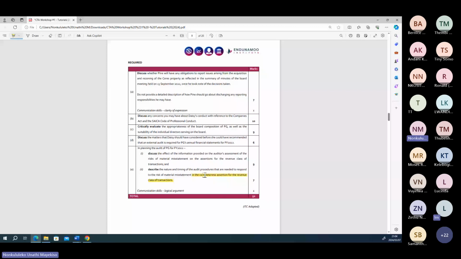Yes. Whether you're going to go a combined approach or whether you're going to go fully substantive. That's where you discuss your test of controls versus substantive procedures. Okay, everybody happy?